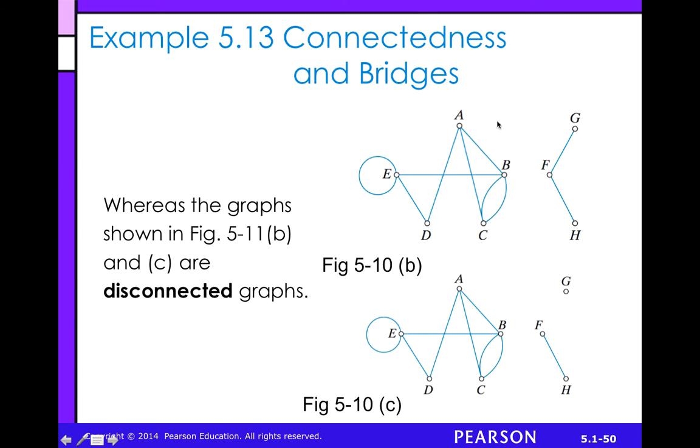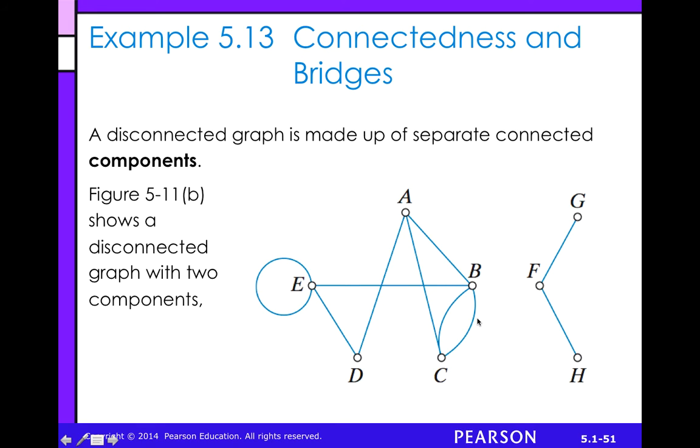But consider a picture like this. This is called a disconnected graph. Because now I could ask you, well, can you get from like G to H? And you'd say, yeah, sure I can. G to F, F to H, that's fine. And then I could say, well, can you get from G to E? And you would say, well, no, I can't. There's no way in this picture to walk from G to E. And since you can find two vertices where you can't walk from one to the other, this graph right here is disconnected, as is this one.